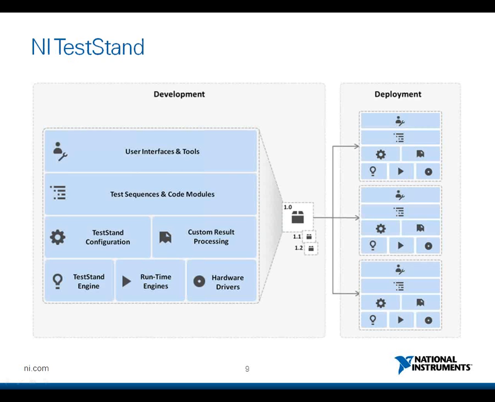Just to give you a very brief introduction about TestStand, TestStand has two different versions. One is a development version, one is a deployment version. When you develop code on TestStand, you use various user interfaces and tools to build test sequences and code modules. You do this by interacting with and calling APIs from the TestStand engine and certain drivers to interact with hardware. All this together makes your test sequence or test program, which you package in different versions, let's say version 1, 1.1, 1.2, and deploy onto multiple test systems.